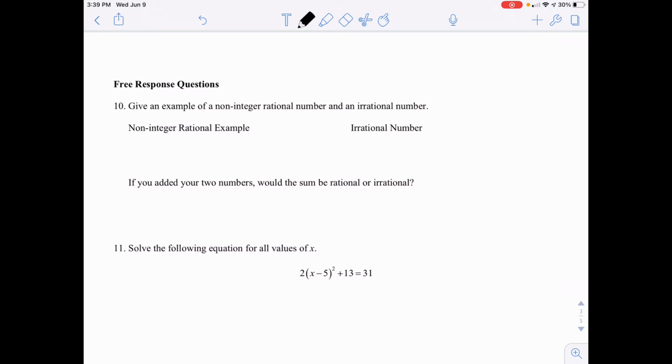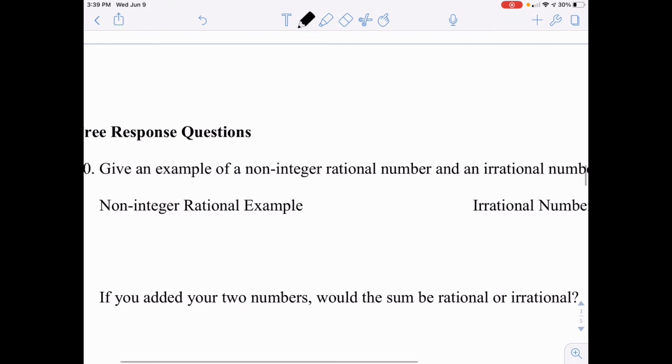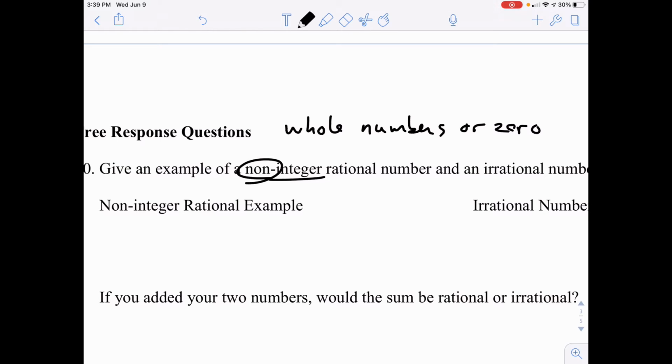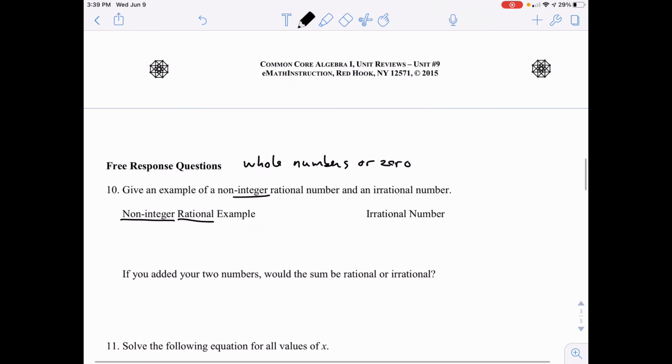Number 10, give an example of a non-integer. Well, integers, remember, are whole numbers, negative whole numbers, or 0. Those are integers. A non-integer would be anything in between whole numbers. So that would be your decimals or your fractions. But if we want a non-integer rational example, well, ladies and gentlemen, this is an open-ended problem. This means there's literally an infinite number of answers you could give.